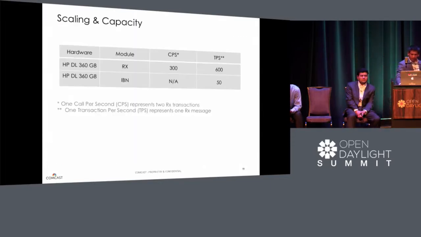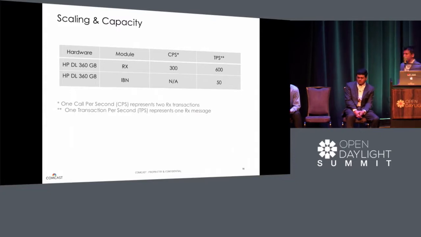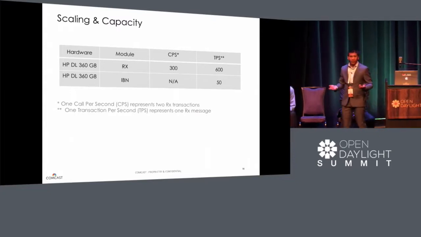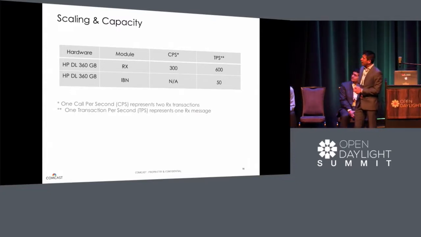Now let's take a look at the scaling and capacity. So right now we are testing this in our lab end to end. The current challenge is that we are targeting to get these numbers achieved. Our projection is at minimum we would like to get 600 transactions per request for the voice applications, which is our RX, diameter RX in this case. And for the IBN, we are shooting for 50 transactions per second that we are currently projecting.